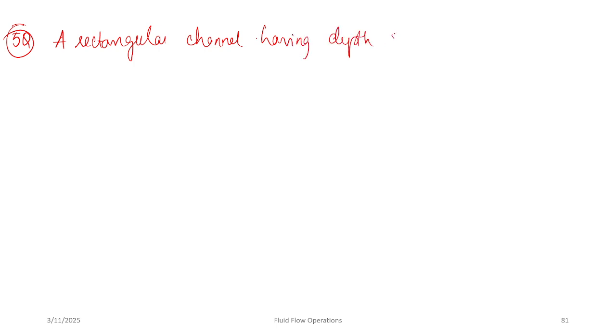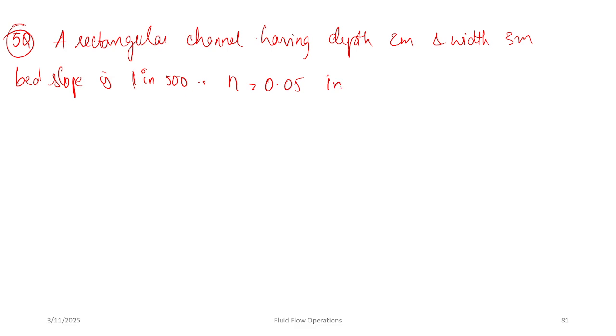We have a question on Manning. The fifth question: we have a rectangular channel having a depth of 2 meters and width 3 meters. The bed slope is 1 in 500. The value of Manning's roughness coefficient n is 0.05. The actual sentence is that the value of Manning's roughness coefficient is 0.05, so I'm just putting it this way. We have to calculate the discharge through the channel. So what will be the discharge?